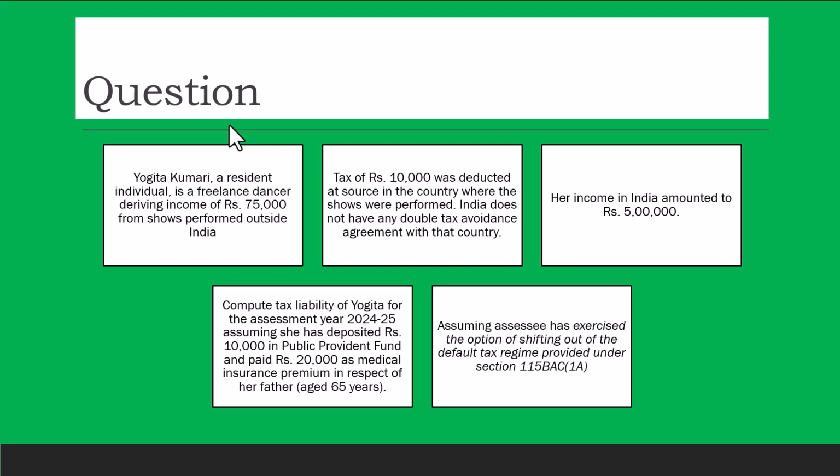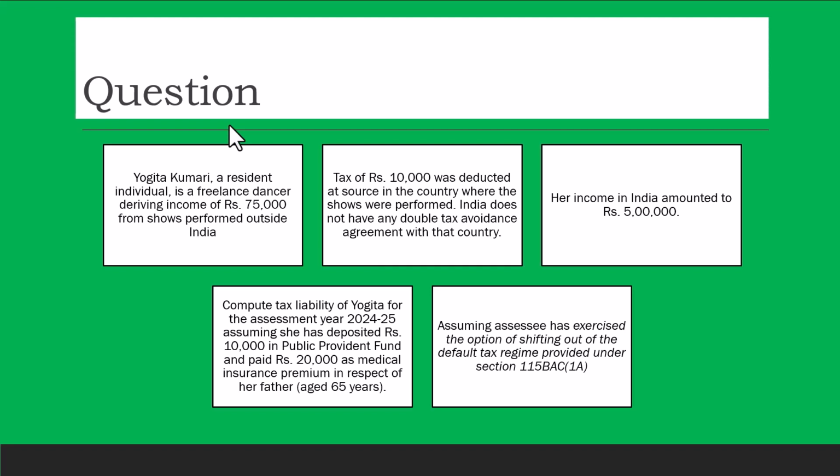So here there's an assessee called Yogita Kumari. She's a dancer, and she has performed a dance outside India, and she has earned an income of 75,000. She has to pay 10,000 rupees tax in that country. But she's a resident of India, and India doesn't have any double taxation avoidance agreement with that country. Her income in India is 5 lakhs.